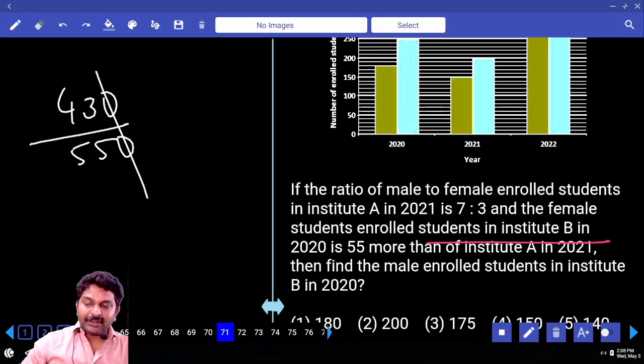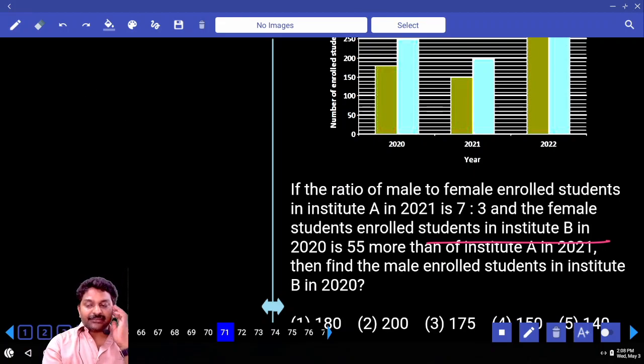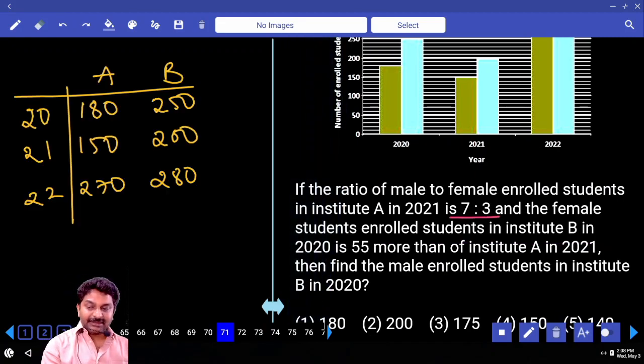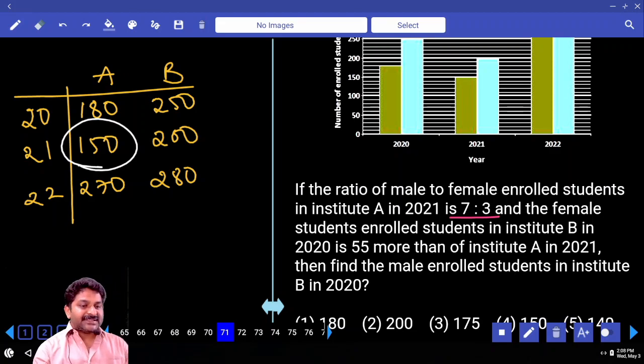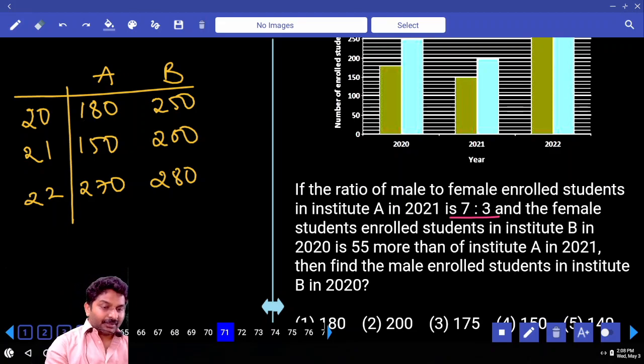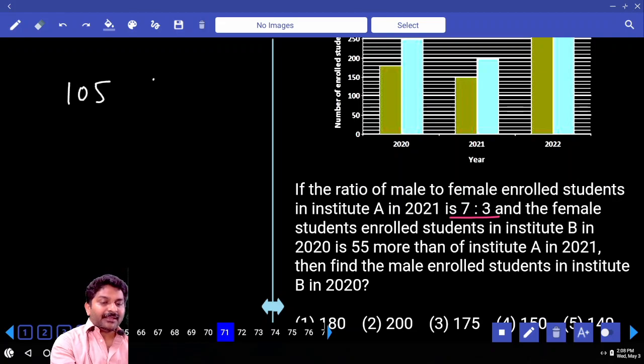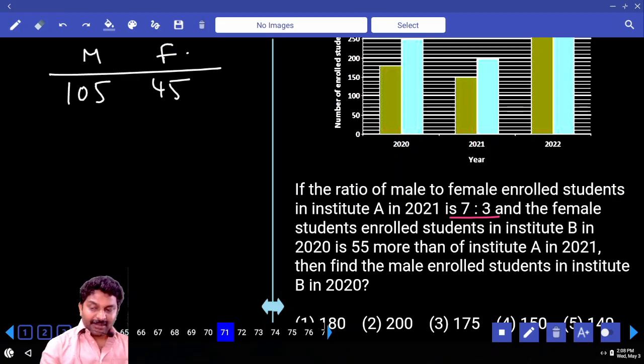If the ratio of male to female enrolled students in Institute A in 2021 is 7:3, so can we take 70% and 30%? A 2021, 150. 70% of this number is 105. Remaining 45. Male and female. Next.